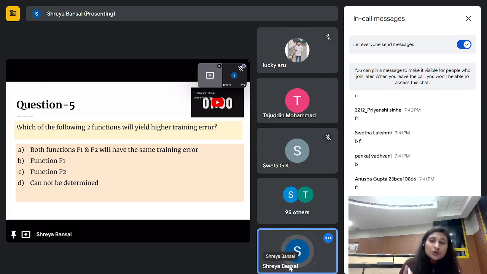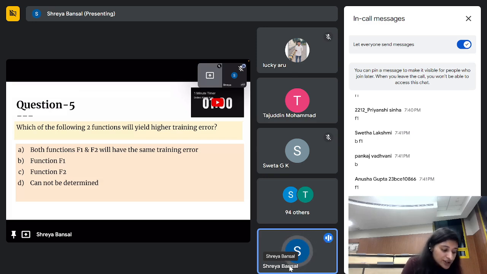Okay, the two options are given to you. Please see here. Both functions F1 and F2 will have the same training error. This is obviously not correct. Last is cannot be determined. Many of you may write this. But how can we determine the training error? Maybe the function is well fitted, so it will not yield high training error, it will be good.